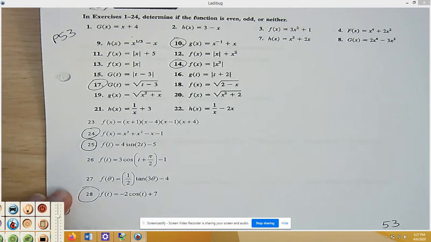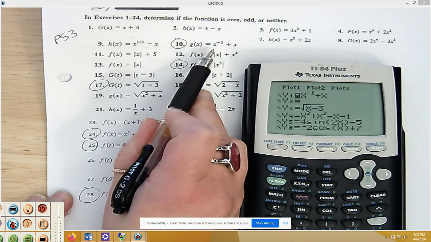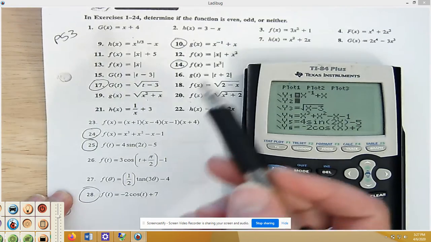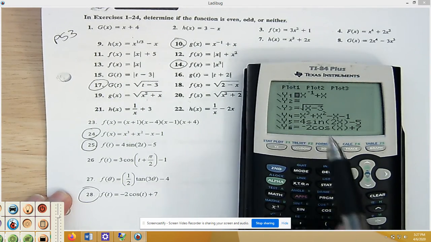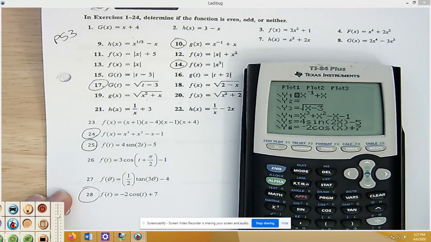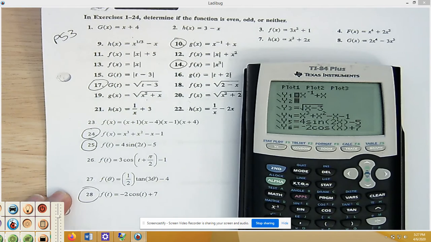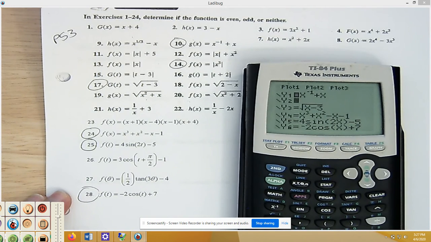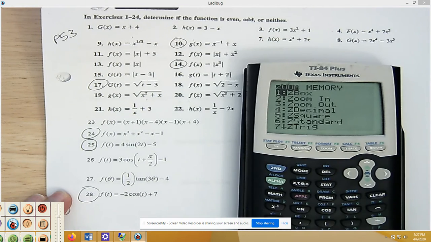All right, so for number 10, I have g of x equals x to the negative first plus x. So if you'd like to program these in, go ahead. You can type them all in, and then I'm going to select my equal sign one at a time. I intentionally left y2 blank because the absolute value can be really tricky for people to put in the calculator, and I'll show you how to do that in a moment. All right, so the first one for number 10 is y equals x to the negative first plus x. I have my equal sign on. I'm going to do a zoom standard.